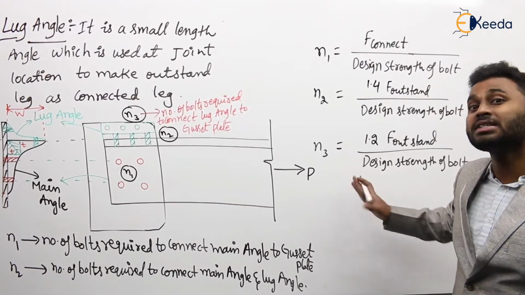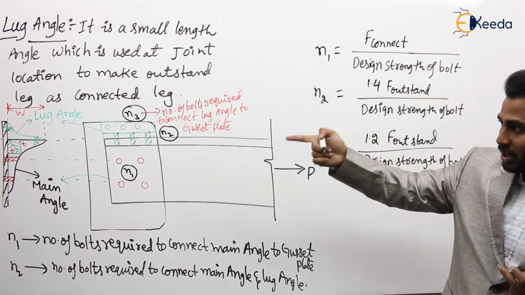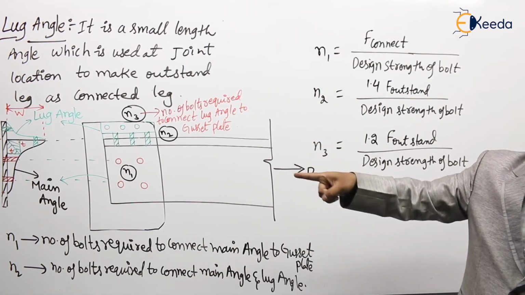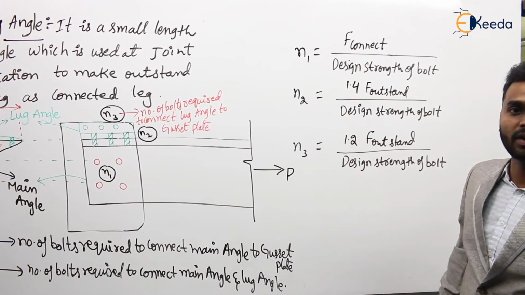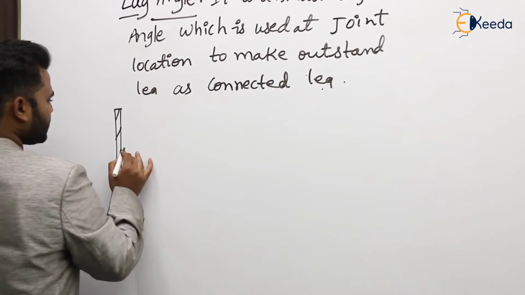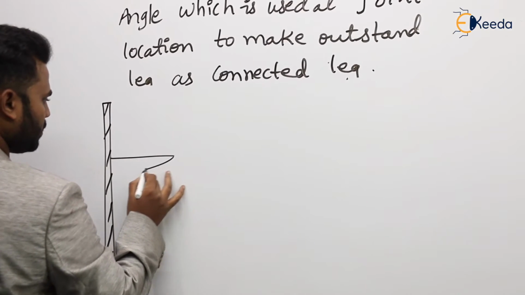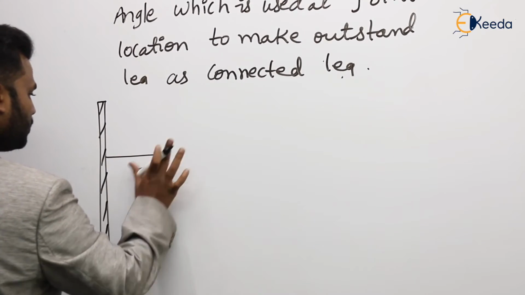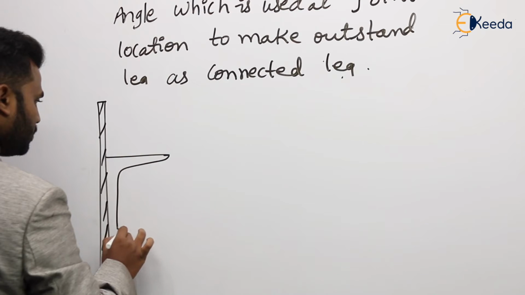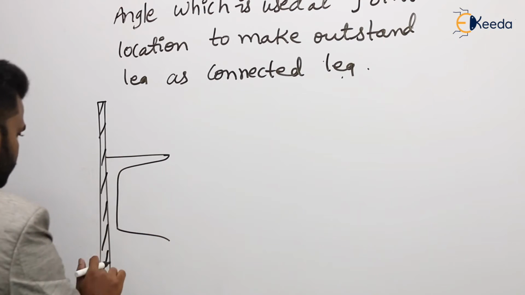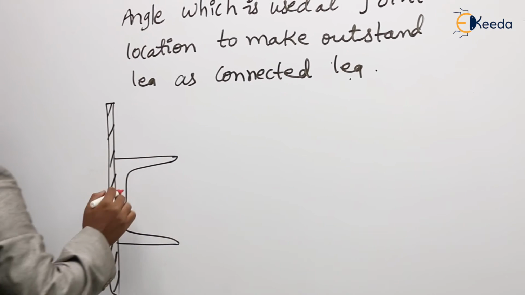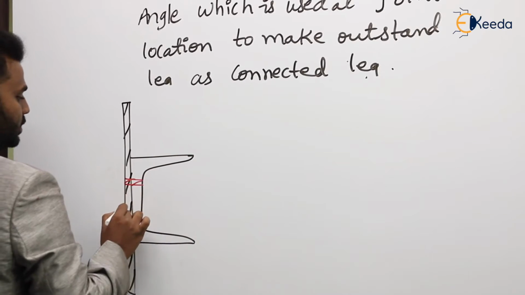But if we use channel, then what is the case? That we will discuss by drawing a diagram. I'm going to rub this angle diagram and show a channel, and then show how many rivets or bolts are required. So this is the gusset plate, and to this gusset plate we are going to connect a channel. This is the channel.